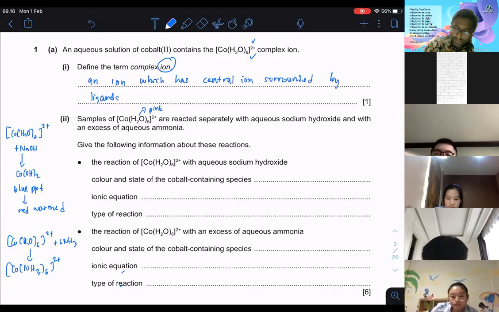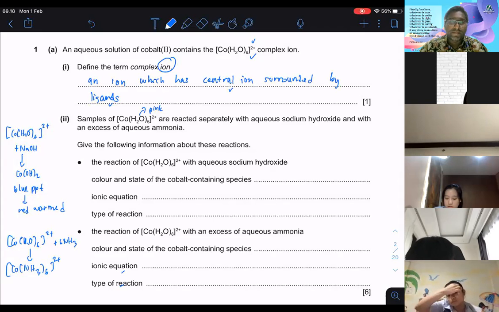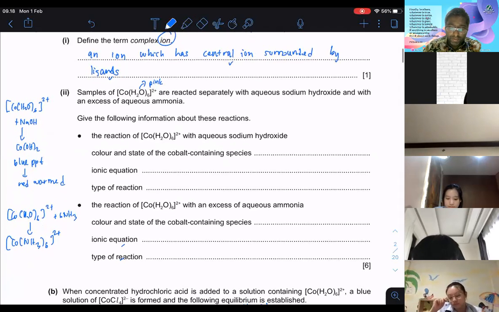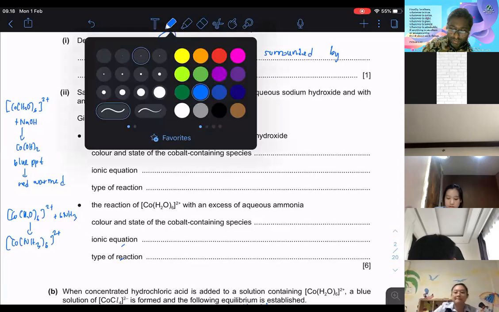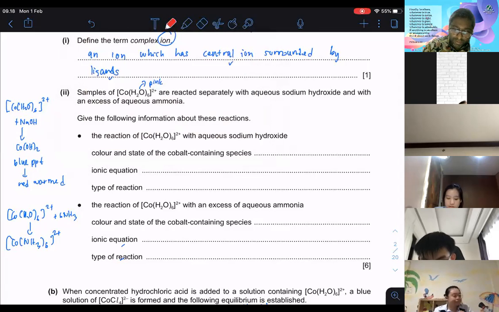So what are the marks? The marks they would like to see are the central ion and the ligands. Please take note of that. Now, samples of this are reacted separately with aqueous sodium hydroxide and with excess aqueous ammonia. Please remember that your cobalt complex ion is always going to be pink in color. This is very important. It is pink in color. Then you are reacting with aqueous sodium hydroxide and aqueous ammonia.